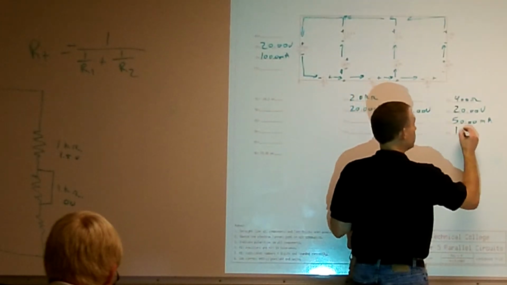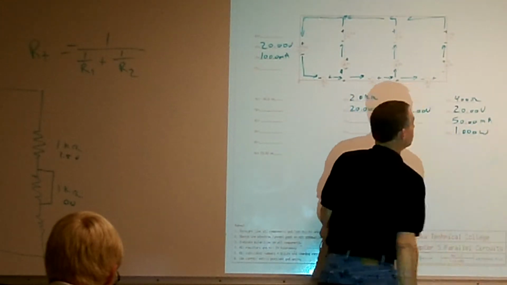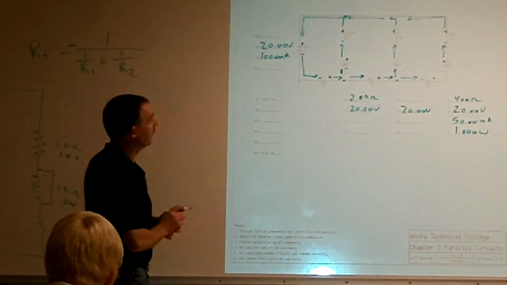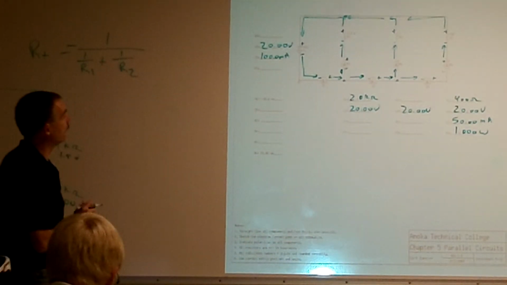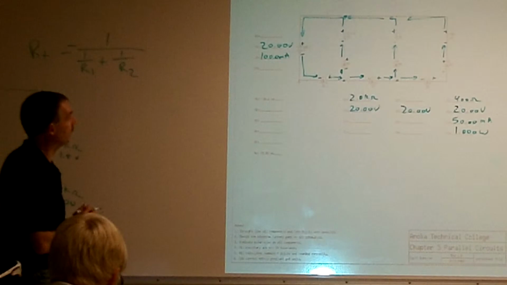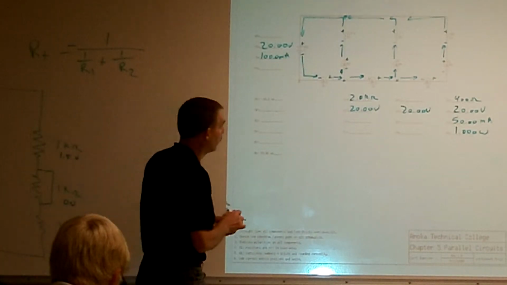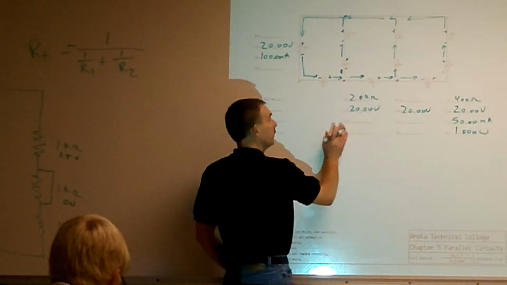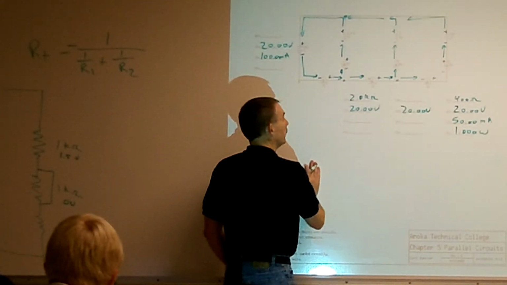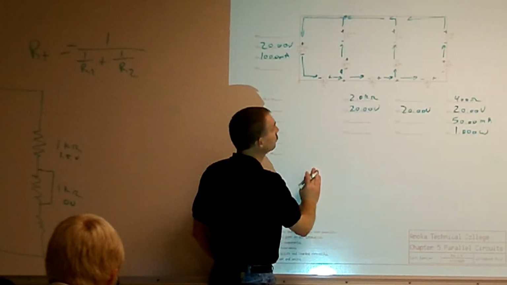One watt. Okay? Then we can go ahead and do R2, because we know two things about that one, so we can find the third and the fourth. So how much current do we have going through R1 then?